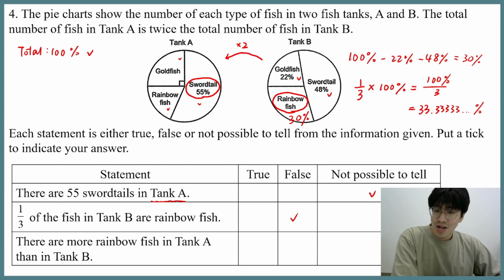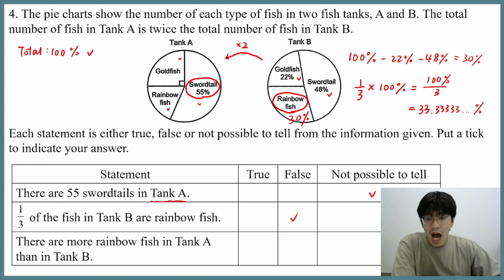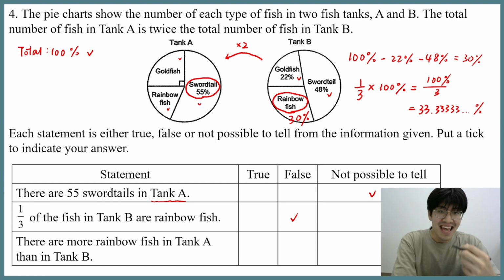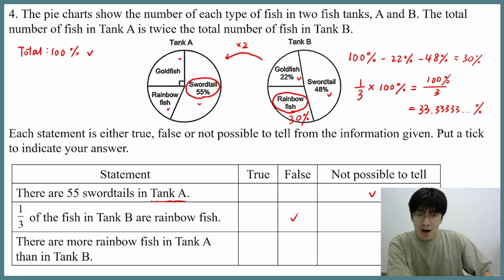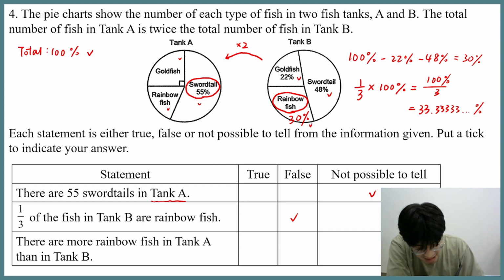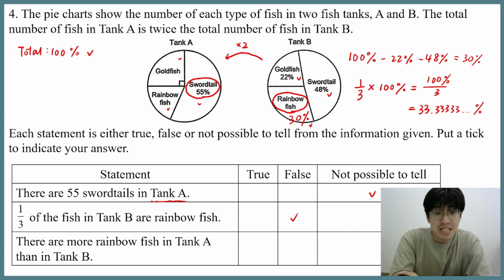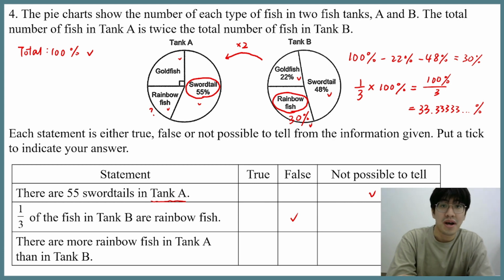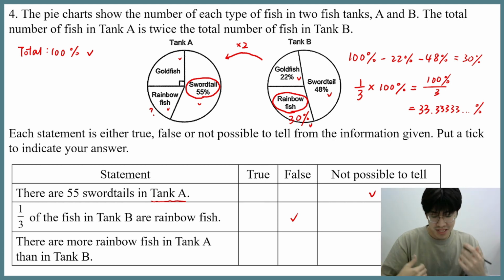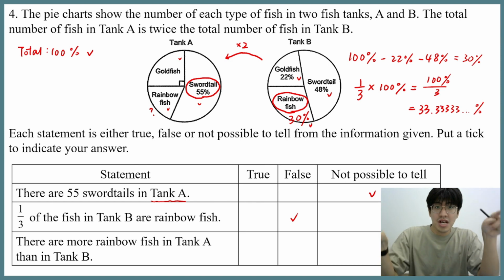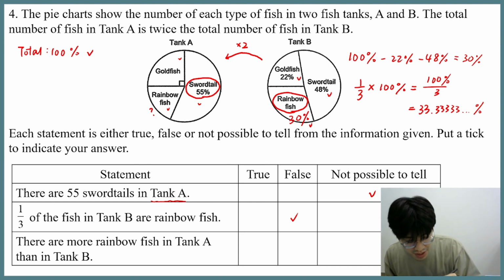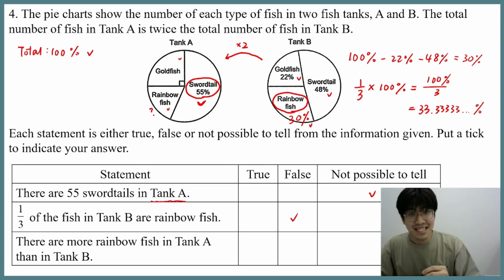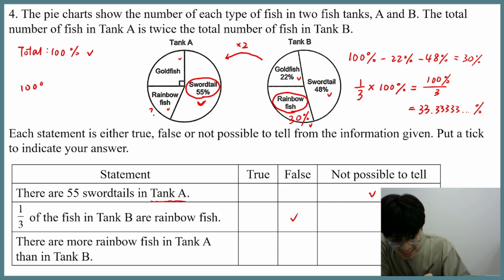Now let us move on to the third statement. There are more rainbow fish in tank A than in tank B. Well, we know in tank B, 30% is rainbow fish, but for tank A, at this point, we don't know the percentage. So what can we do? Well, we can try to find it out. So let's see. Again, one whole circle is 100%, and I already know that this part is 55%, so I can take 100% minus 55%.